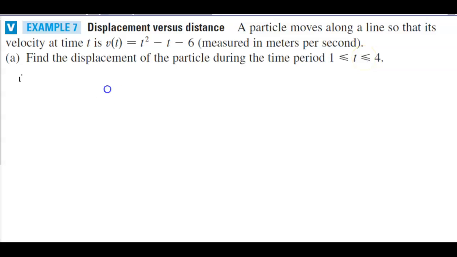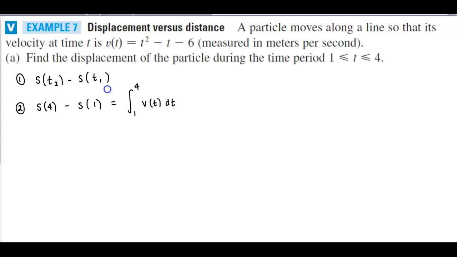Okay, so what we're looking for is the displacement, which is s of t2 minus s of t1. We know that the second time is actually 4, so this is s of 4 minus s of 1. Okay, and so what does this equal? Well, this equals the integral of v of t dt, which has a lower limit of 1 and an upper limit of 4.